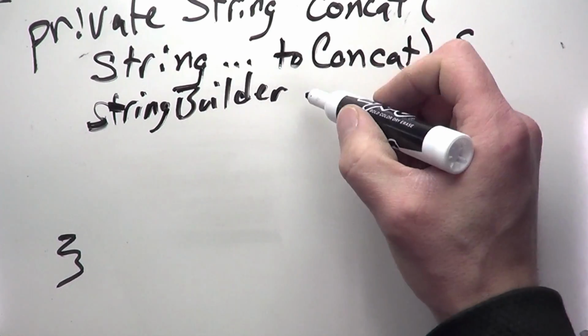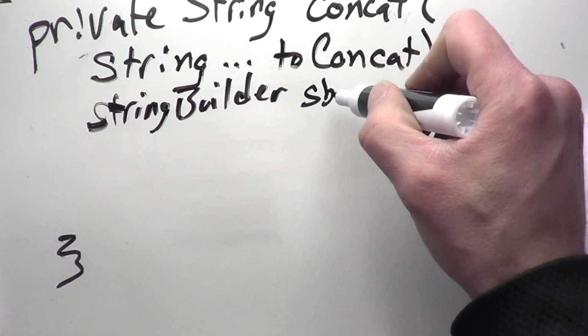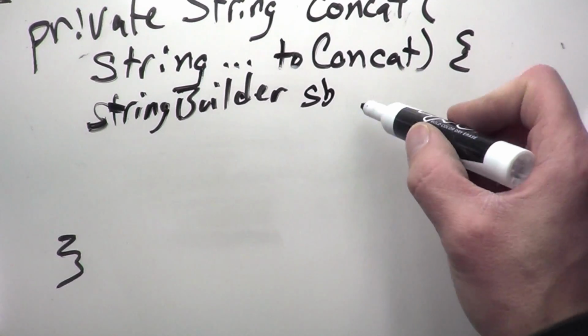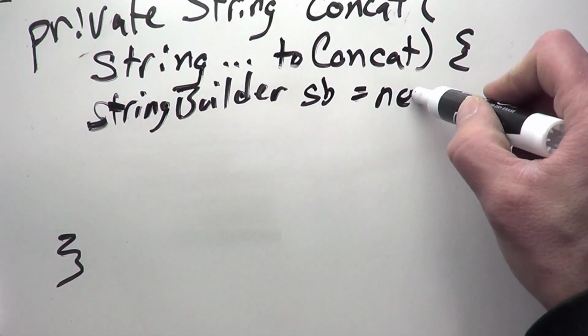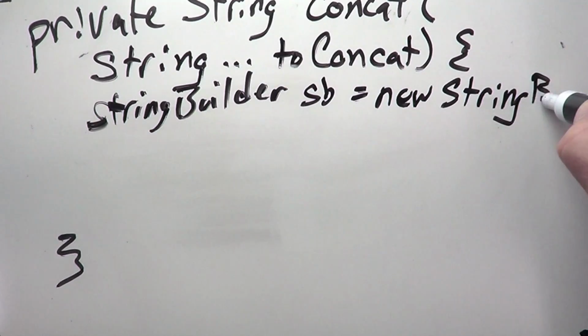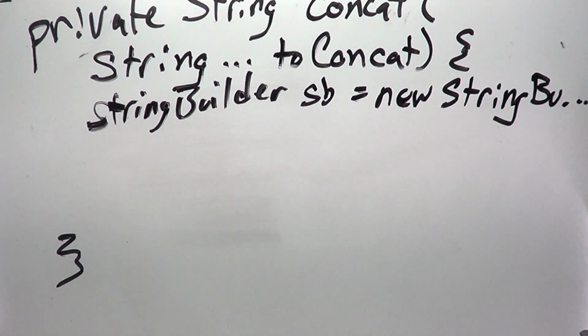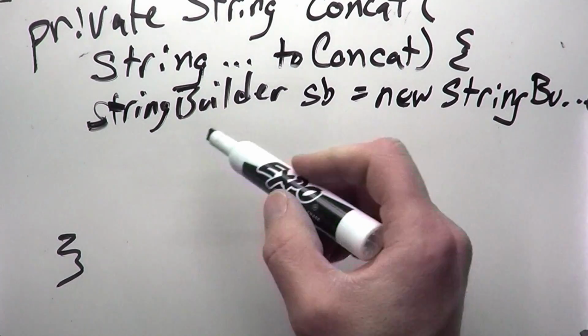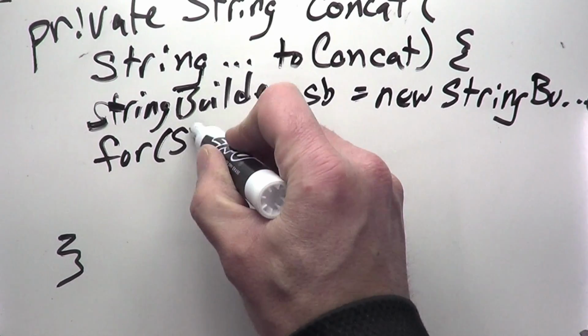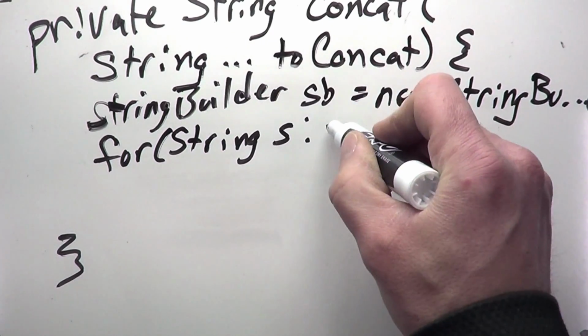And we don't need a StringBuffer in this case, because it doesn't need to be thread safe, right? It's just one thread looking at this guy. That's one of the differences between StringBuilder and StringBuffer, is StringBuffer is thread safe. And then the for loop looks very similar. For string, we'll call it s inside toConcat.